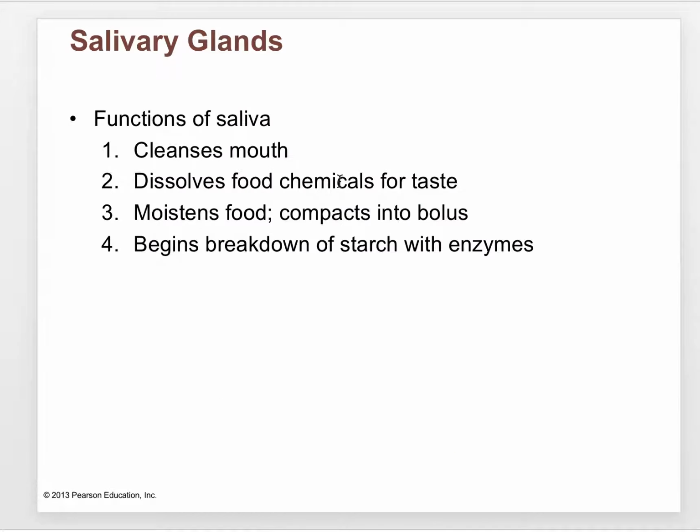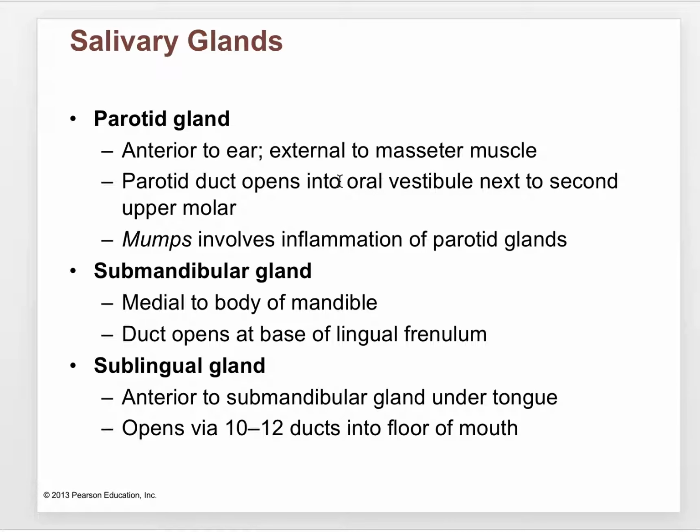I mentioned salivary glands. That's when the food begins to be digested. Salivary glands have chemicals which break down the starches that we eat. Salivary glands cleanse the mouth. They help dissolve food chemicals for taste. They moisten food, compact food into a bolus, and begin a breakdown of starch with enzymes. So digestion starts in the mouth with the saliva.